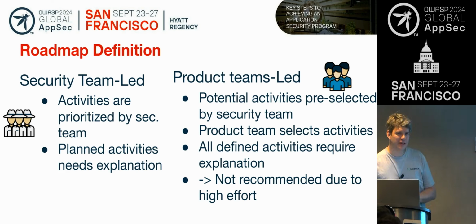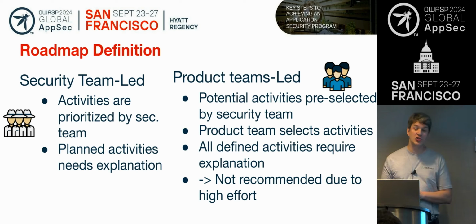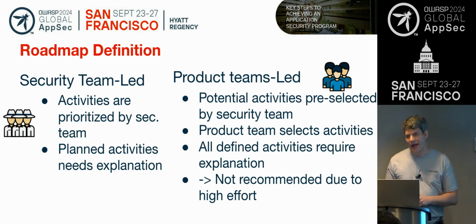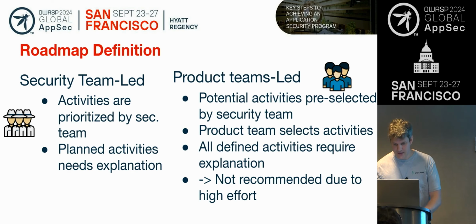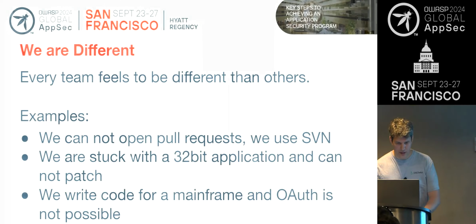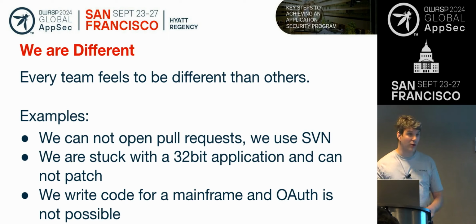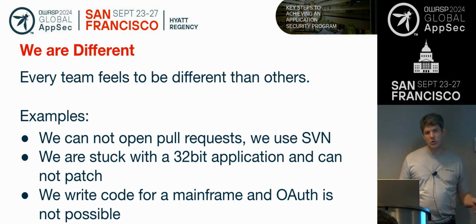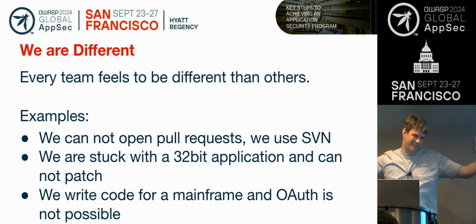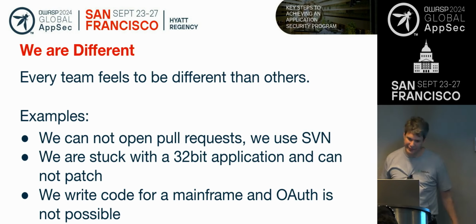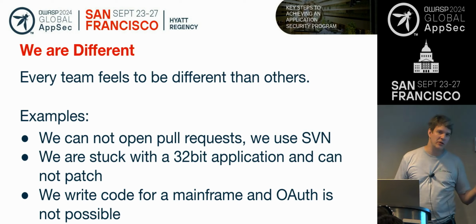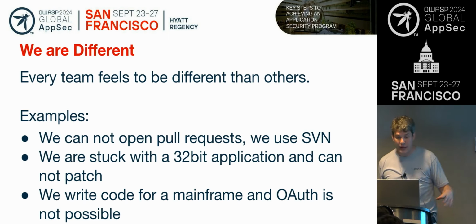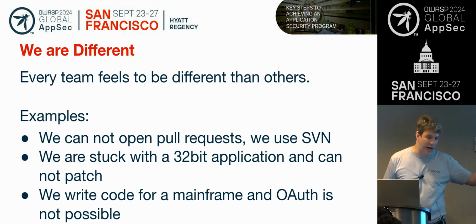Yeah, so that's my experience. I wouldn't let teams choose what they want to implement, but there might be exceptions which you need to take into account. So every team says, we are different. We are completely different than everyone else. Yeah, and then you need to talk with them. Why are they different? Here are 3 examples which I experienced.